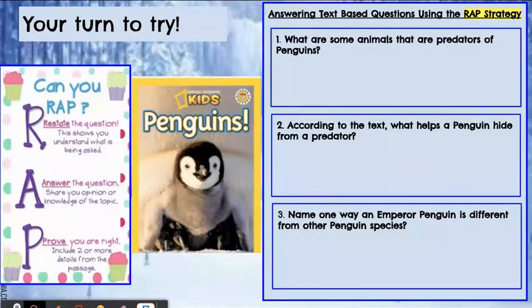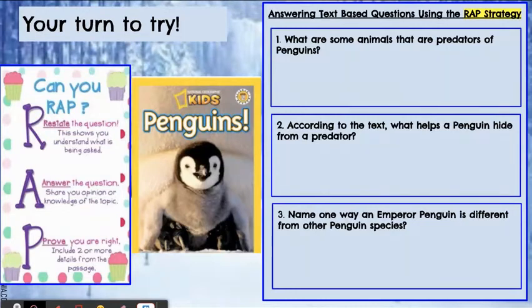Okay? So you're going to go into your Penguins book and you're going to answer these questions here. So pause this page so you can see the questions. And you're going to use the wrap strategy just like I did. Okay? So the questions are, what are some animals that are predators of penguins? According to the text, what helps a penguin hide from a predator? And name one way an emperor penguin is different from other penguin species. And again, you're going to use the wrap strategy.